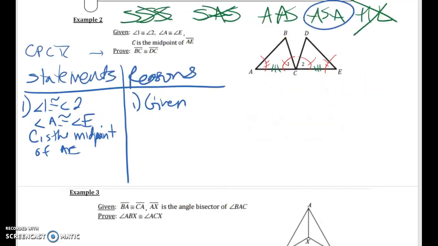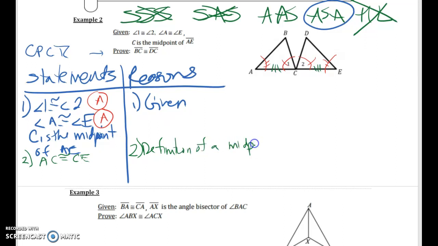I've set up my table, and I've put my given information in there. Currently I have an angle and an angle, which means I need a statement relating to the side. Because they gave me C as the midpoint of AE, I know that AC is congruent to CE, and that is by definition of a midpoint.